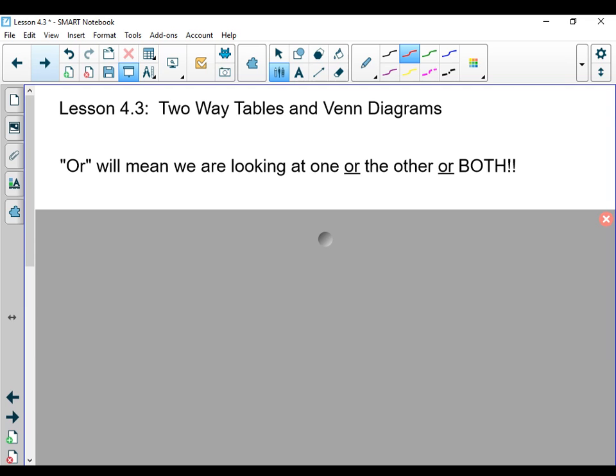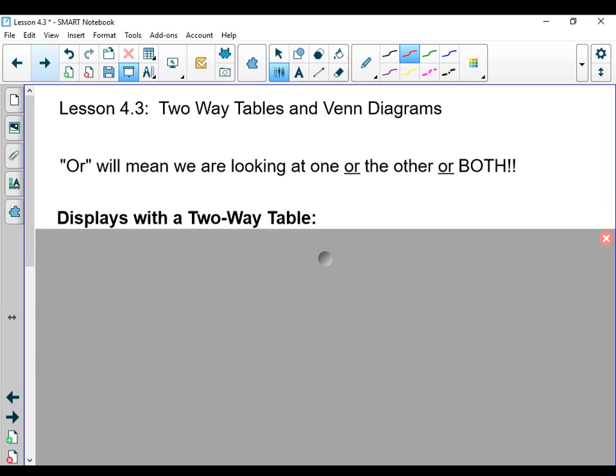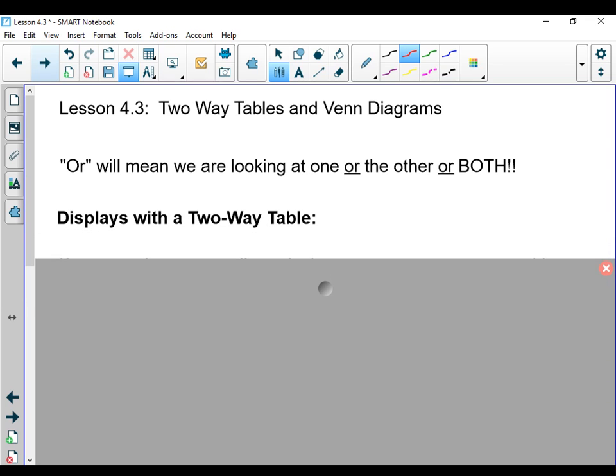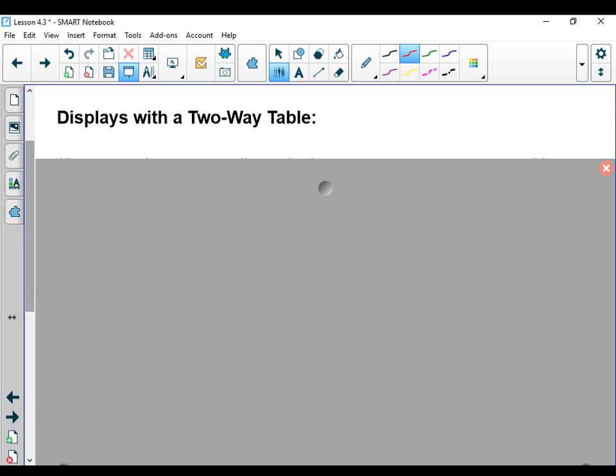However, if I had a cup of coffee and they said, do you want cream or sugar? Well, it would be an acceptable answer to say both of those things. So when we're thinking in terms of probability, we're really thinking of the cream and sugar situation, where maybe I just choose cream, maybe I just choose sugar, but it's okay if I choose both. So probability-wise, or will mean that. It'll mean we're looking at one or the other, but we might be looking at both. So that's a key part we have to think about as we start looking at what's called a two-way table.